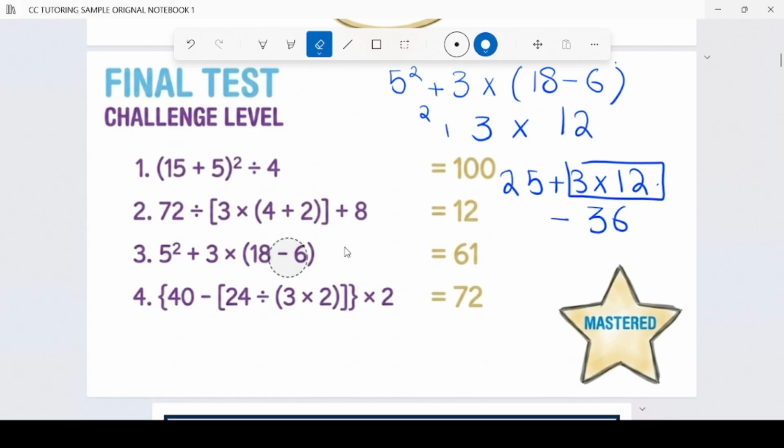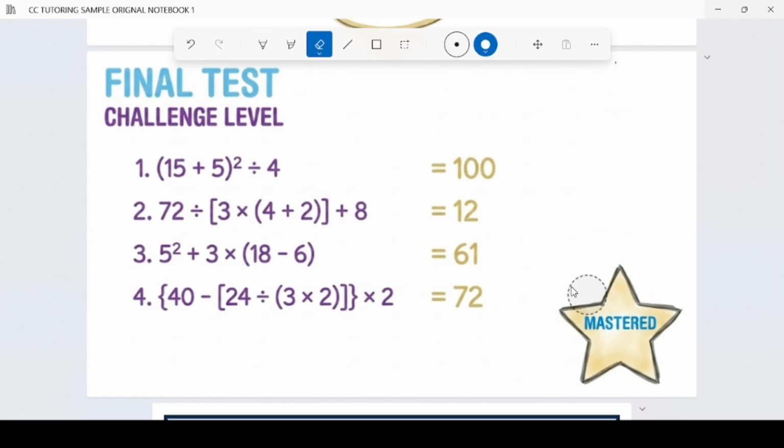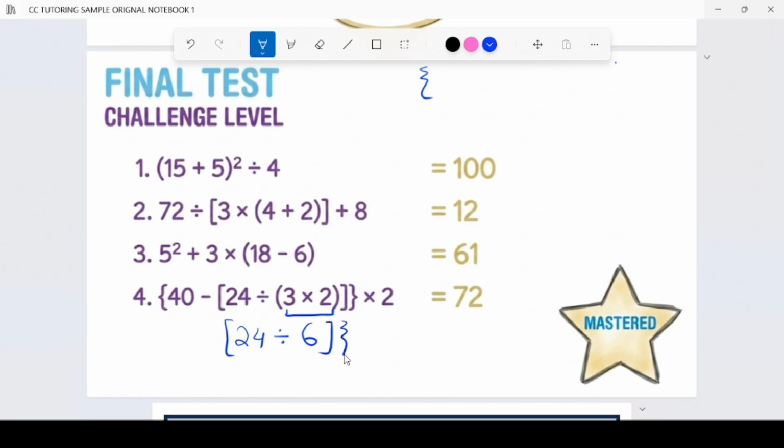Now I'll solve the last part so that you can have a much clearer idea. There is a round bracket. First of all, I'm going to solve this part. 3 ones are 3, 3 twos are 6, 6 fours are 24. Now there is the square bracket. We are done with the round bracket. There is a curly bracket over here, minus 40, and a curly bracket over here, multiplied by 2. 6 ones are 6, 6 twos are 12, 6 threes are 18, 6 fours are 24.